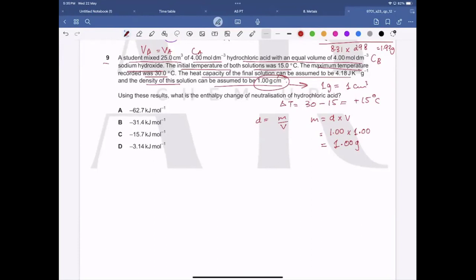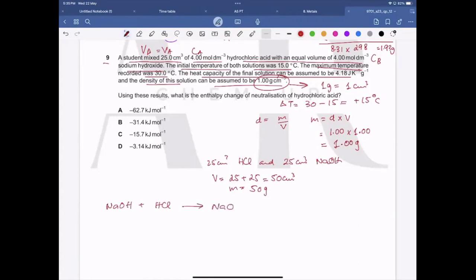Now, have a look. 25 centimeter cube HCl and 25 centimeter cube NaOH. So the total volume added is 25 plus 25, which is 50 centimeter cube. So the mass of solution is 50 grams. Is this clear? Now, if you just work out the equation of sodium hydroxide and HCl, you will find that they react together to form sodium chloride and water, and their mole ratio is going to be 1:1, isn't it?